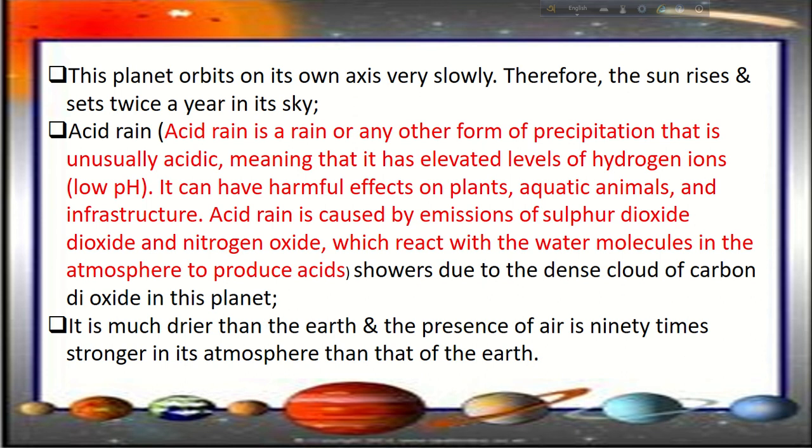Now come to the point, what is acid rain? Acid rain is the rain or any other form of precipitation that is unusually acidic, meaning that it has elevated levels of hydrogen ions, low pH, negative logarithm of hydrogen ion, and it can have harmful effects on plants, aquatic animals and infrastructure. Acid rain is caused by emissions of sulfur dioxide and the nitrogen oxide, which react with the water molecules in the atmosphere to produce the acids.